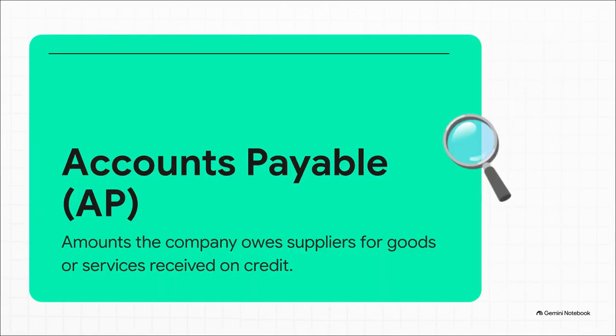Before we get into the weeds, let's establish our baseline. Accounts Payable, or AP, amounts the company owes suppliers for goods or services on credit. And an AP audit evaluates whether liabilities are recorded accurately, authorized properly, and paid on time to ensure compliance, avoid penalties, and safeguard financial integrity. Now that last part, safeguarding financial integrity, that's the absolute core mission of an auditor. We are here to protect the company.